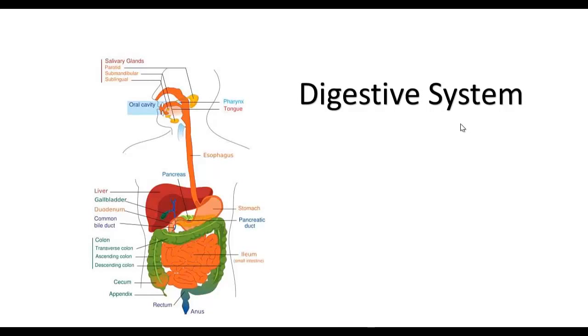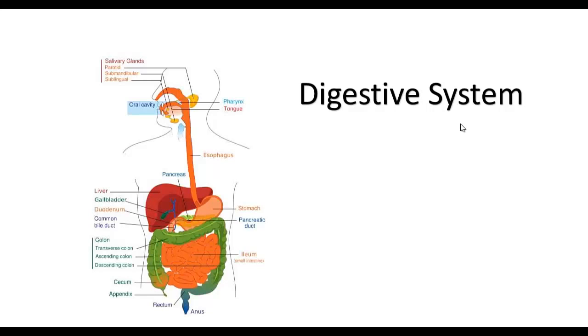Okay, the next system we want to take a look at is the digestive system. And what we're going to do is take a look at the different organs in the digestive system and what their functions are. From a broad standpoint, the digestive system is a process by which your body takes in nutrients, food, water, and turns that into something that your body can use.